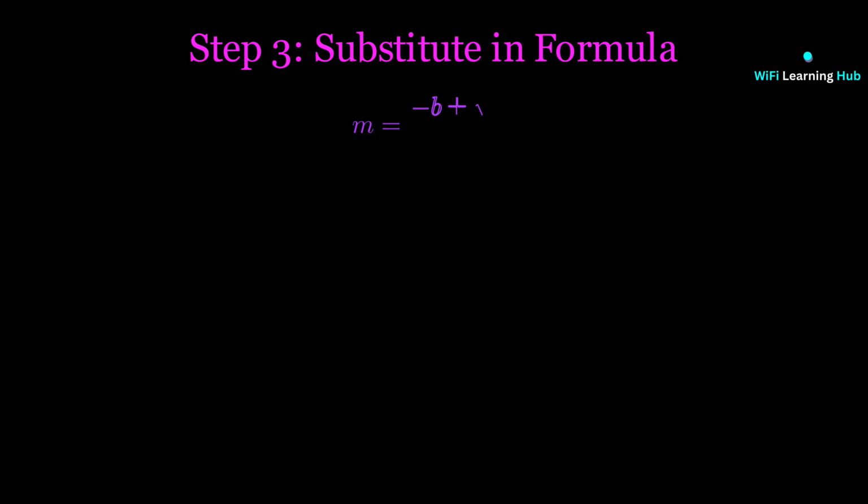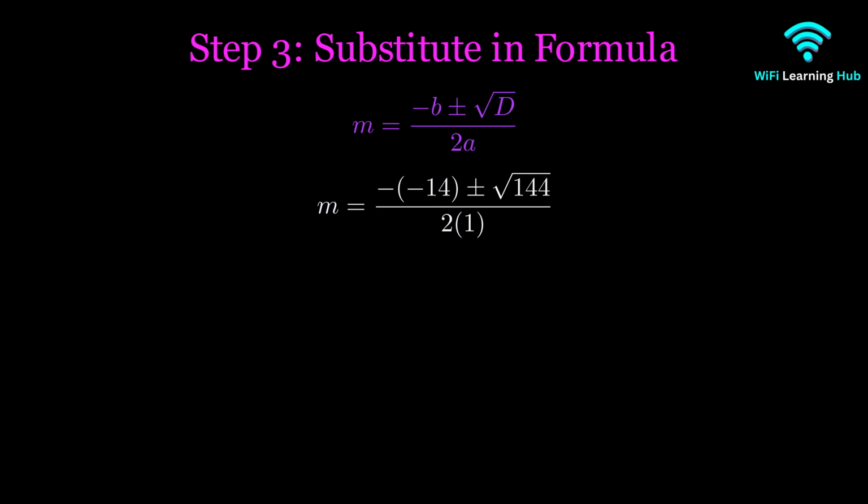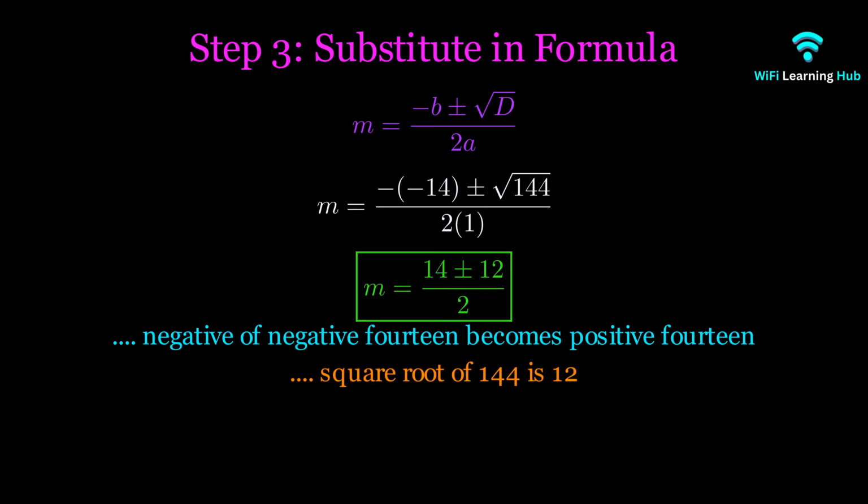Now substitute the values in the quadratic formula. Put b equals -14, discriminant equals 144, and a equals 1. Negative of -14 becomes +14. And square root of 144 is 12.